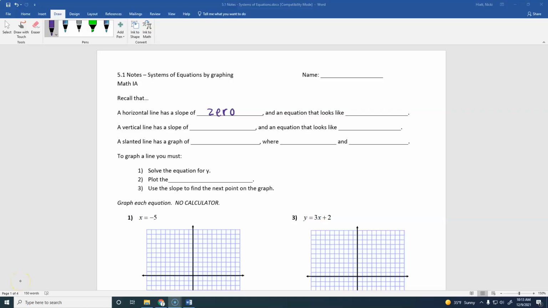Okay? And an equation that looks like a horizontal line, is it x equals a number or y equals a number? Y equals some number. It's backwards from what you think it should be. A vertical line has a slope of undefined. And an equation that looks like x equals some number.